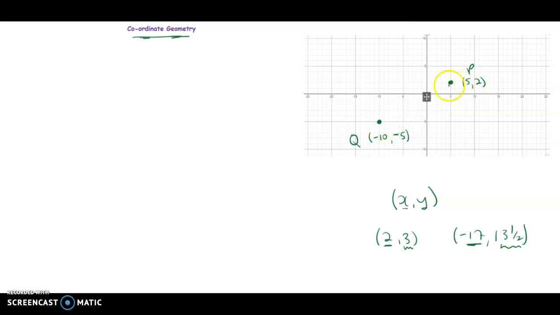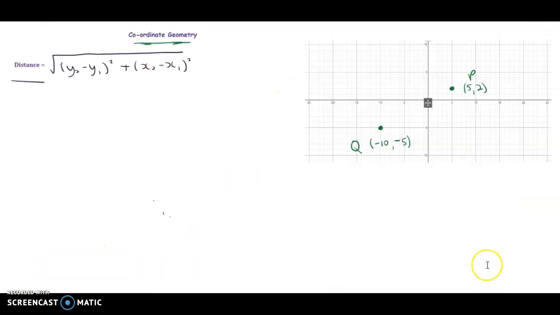Now for these two points P and Q, I could do a host of calculations. One of my calculations could be the distance. For me to find the distance here, I could simply pull out a ruler and draw a line from P to Q and measure. But with coordinate geometry, there is a fixed calculation, and it goes like this. Distance equals the square root of (y2 minus y1) all squared plus (x2 minus x1) all squared.